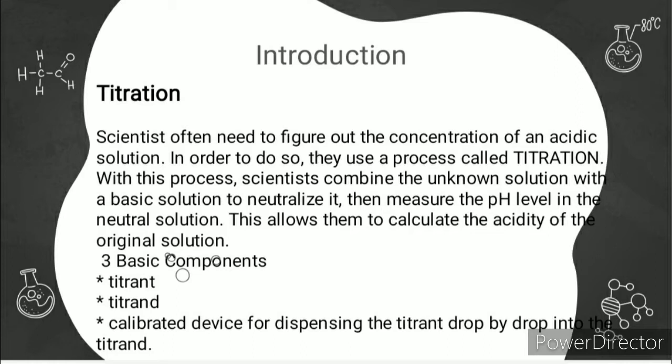The next one is a titrand. A titrand is a solution of unknown concentration which can be determined by the process of titration. So basically, the only thing you need to remember is that the difference between titrant and titrand is that a titrant is a solution of known concentration while a titrand is a solution of an unknown concentration.